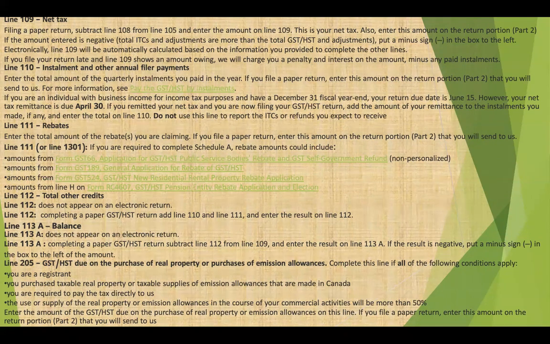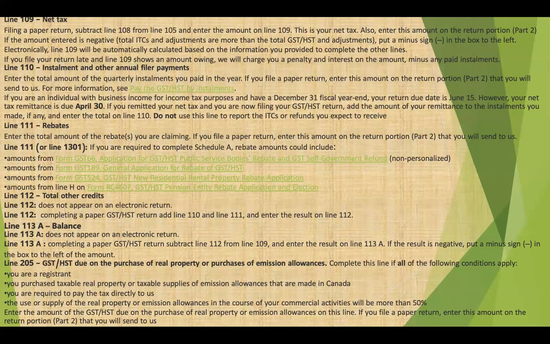Line 110, installments and other annual filer payments. You enter the total amount of the quarterly installments you paid in the year. If you file a paper return, enter this amount on the return portion in part 2 that you send to CRA. And these tax remittances must be received by CRA by April 30, 2021.